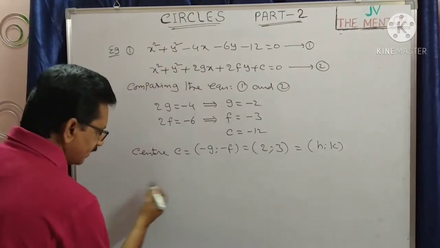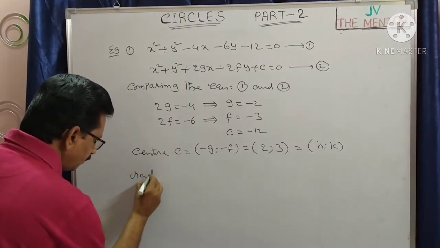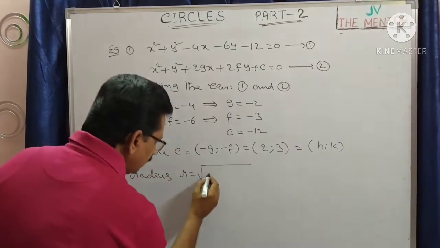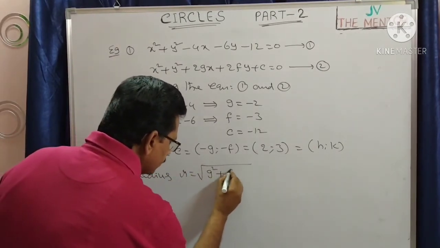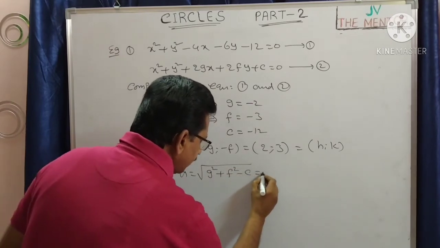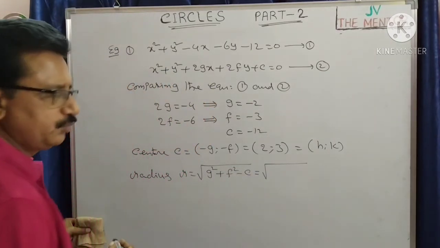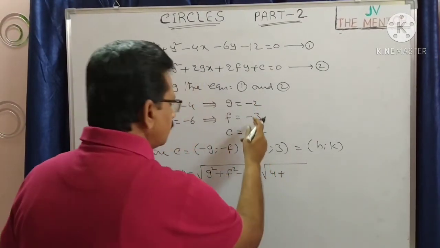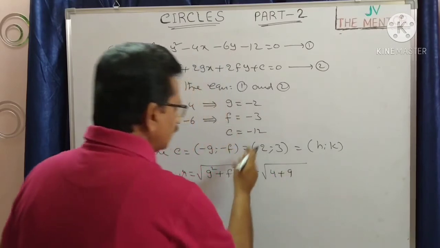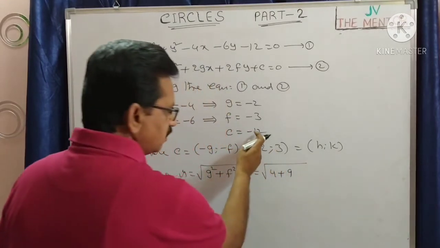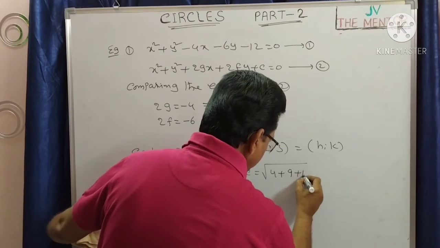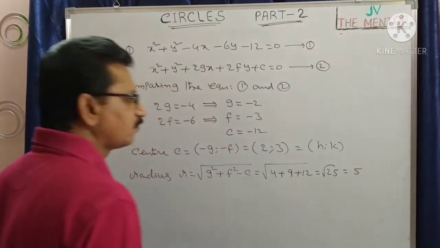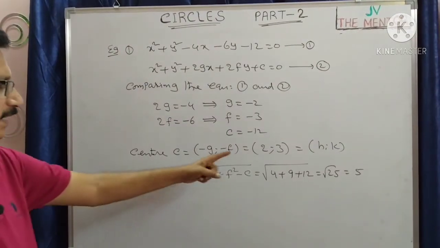Okay. Next, radius. Radius r equal to, the formula is root of g square plus f square minus c. Root of minus 2 whole square 4, minus 3 whole square 9, minus of minus c. Here minus of minus 12 plus 12. That is root 25. That is 5. This is the center, this is the radius.